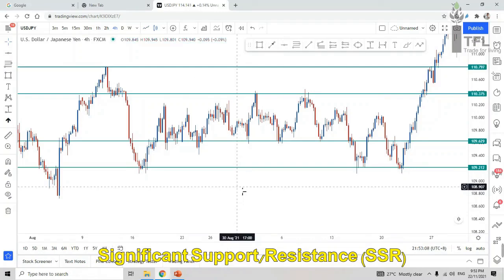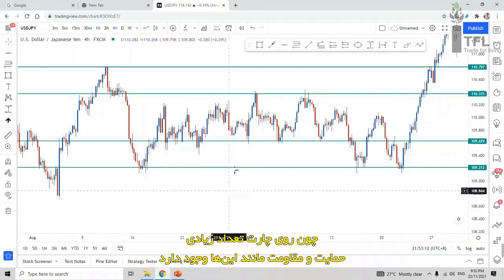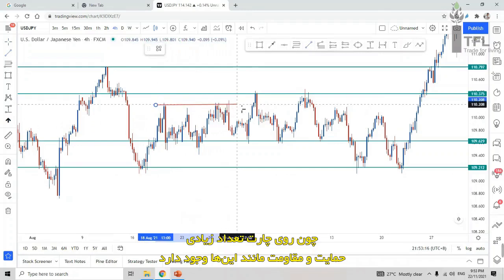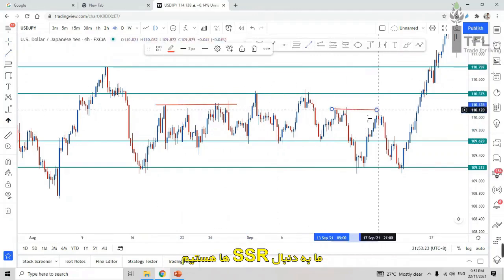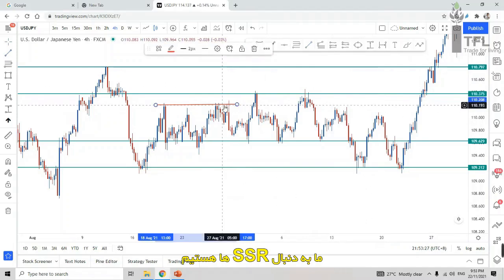Something new, right? Significant support and resistance. It's not normal support and resistance, because there can be a lot of support and resistance such as like this, over here. There can be some over here such as like this, right? But what we are looking at here is a very significant support and resistance.